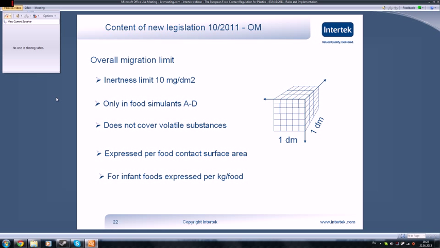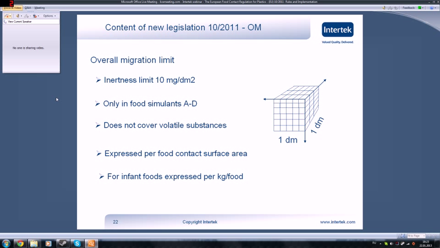Now we have a look at the overall migration limit. Again, it's looking for inertness, and the limit is 10 milligrams per square decimeter. Why per square decimeter? Because on the right side, this is an attempt to give you a picture of the thought behind it. The thought behind it is the so-called Eurocube approach, which means that 1 kg of food is packed by a dice of 1 decimeter length, so meaning 6 square decimeters. And if you look at the area, which you often measure, then it's 1 square decimeter.